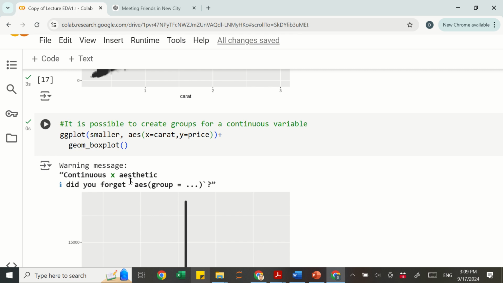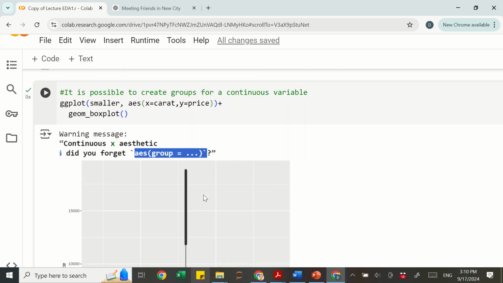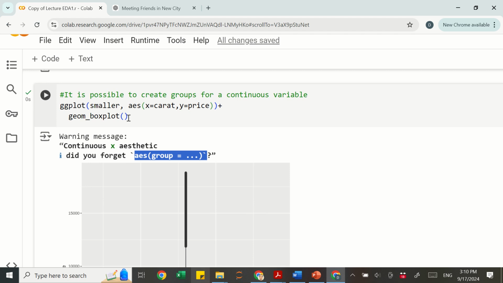It says this is a continuous variable, so maybe did you forget to group the observations? So it's possible to create some groups so we can have multiple box plots here. So let's do that.